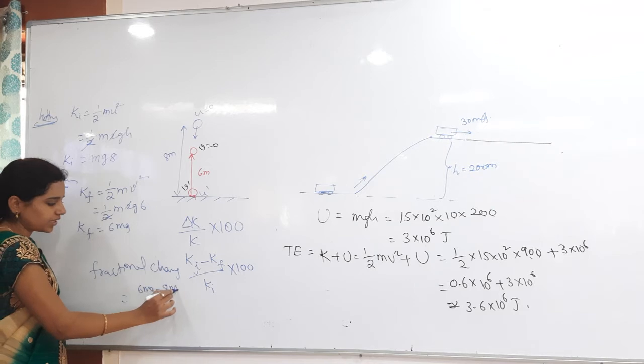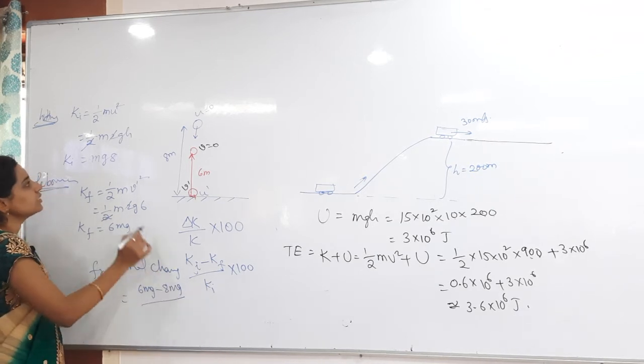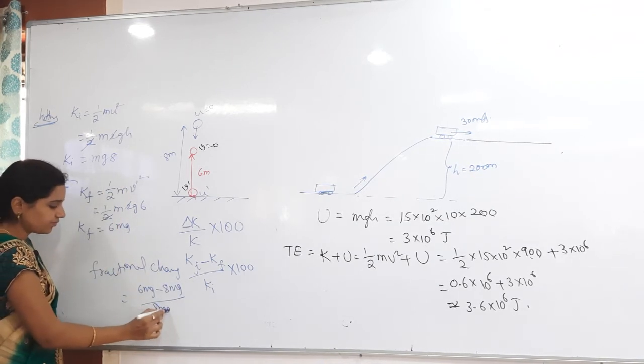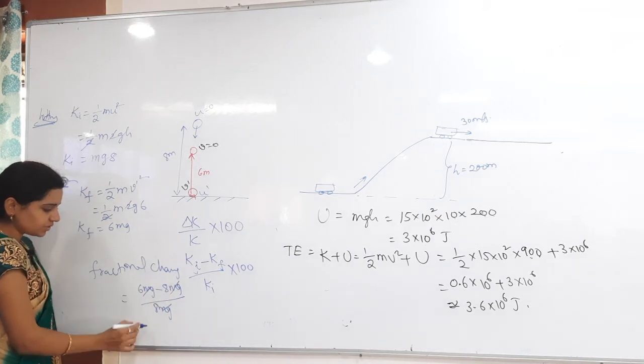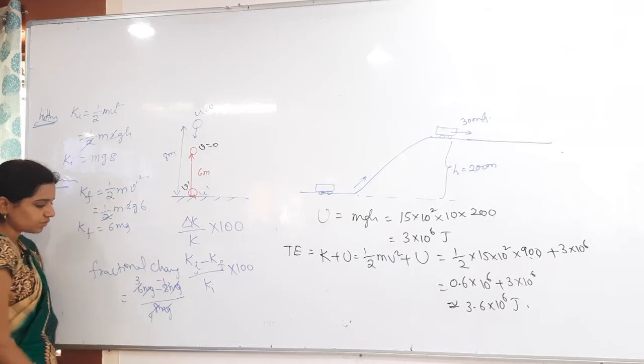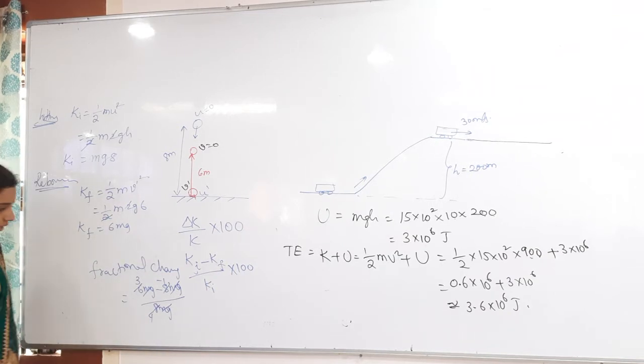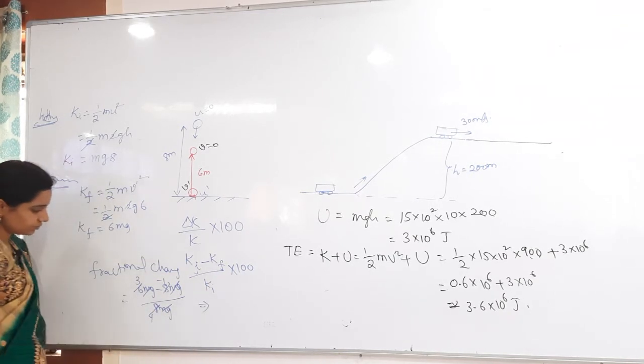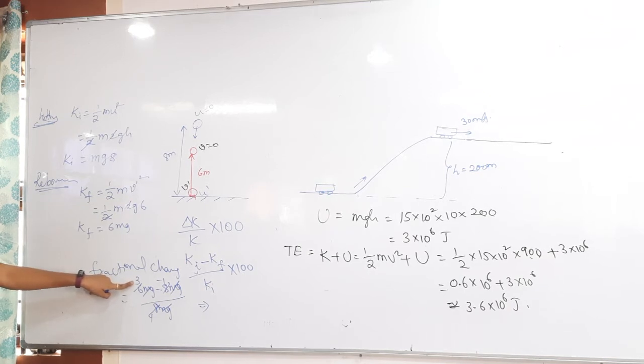6 mg minus 8 mg divided by K initial value, which is 8 mg. Now what will get cancelled here? mg, and also 2 will get cancelled, no? 2 4s are, 3 minus 1. So what will we get here? 1/2, no?